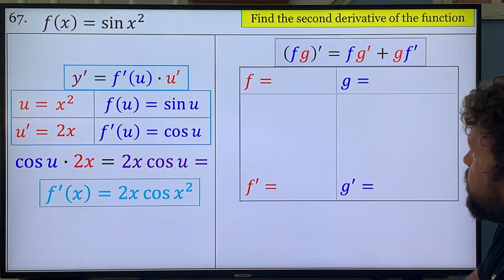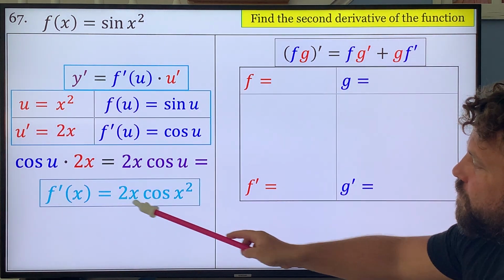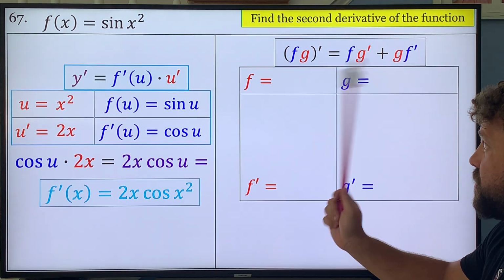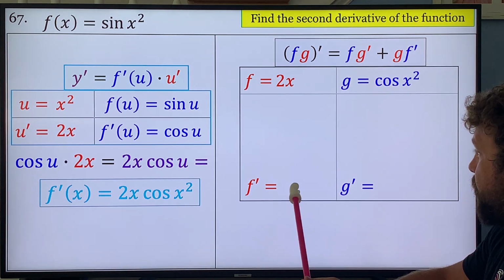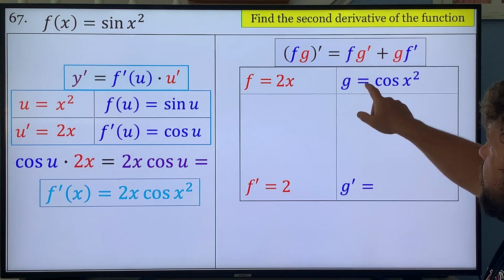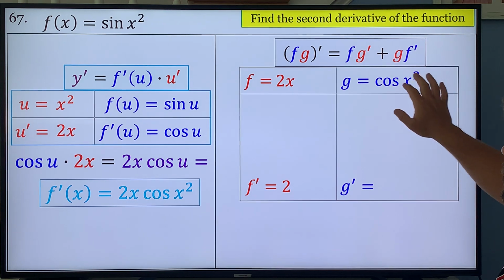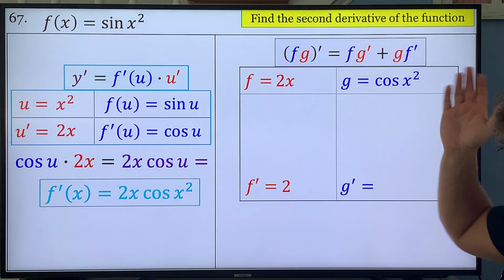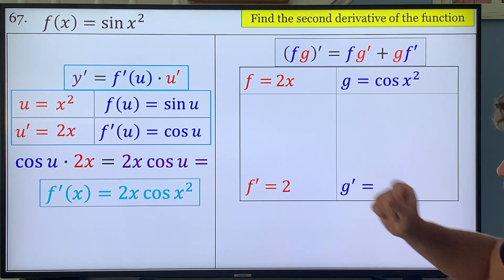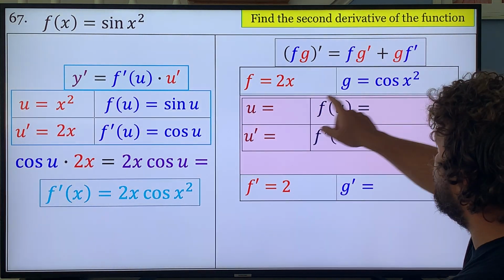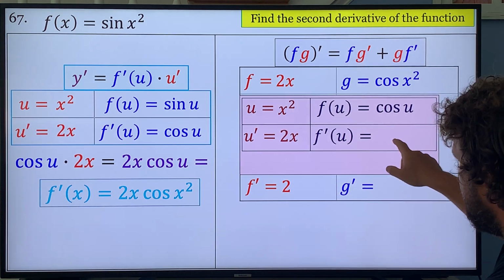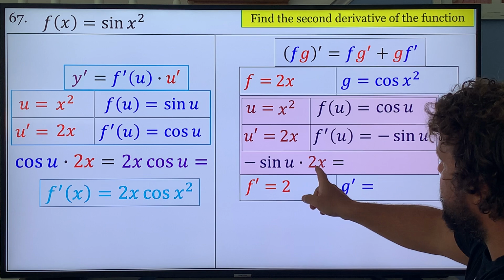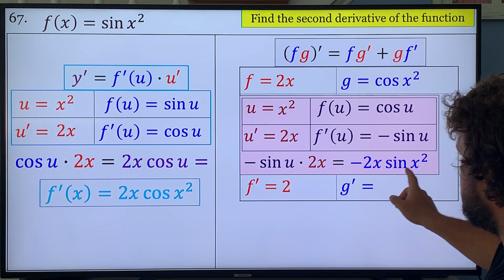Second derivative. What do you have to do here? Product rule. F is 2x, g is cosine x squared. F prime is 2. I can tell you right now the answer to this is negative 2x sine x squared, because if you derive this and put that back in, you're good. About half of you can probably do it like this, but I'm going to write out the work. U is x squared, f of u is cos u. U prime is 2x, f prime of u is negative sine u. Negative sine u times 2x, or negative 2x sine x squared.